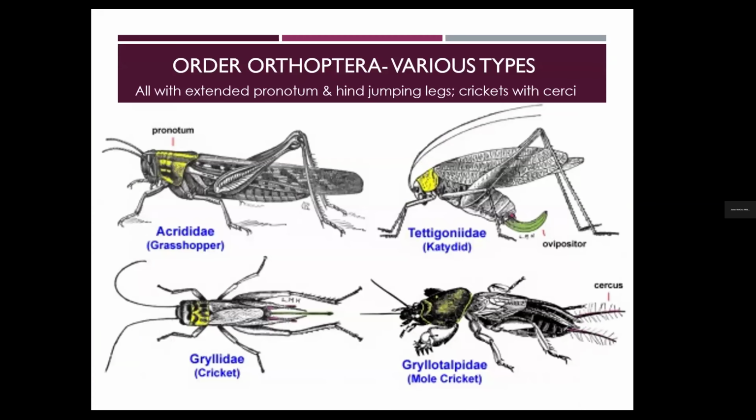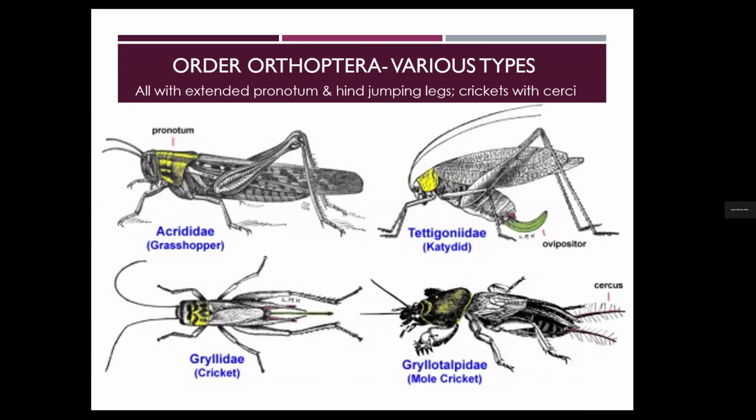The Orthoptera are also going to have what is called a pronotum. It is an extended plate-like area on the thorax, but theirs will extend back and cover the base of the wings. And that is what you're seeing highlighted in yellow. And on the top here, we have grasshoppers. So on the left, we have what are called short-horned grasshoppers. And then on the right, we have what are known as long-horned grasshoppers. That's another name for katydids.